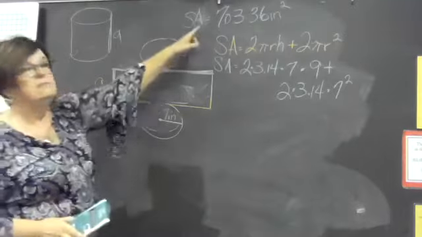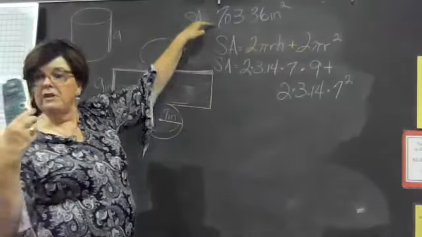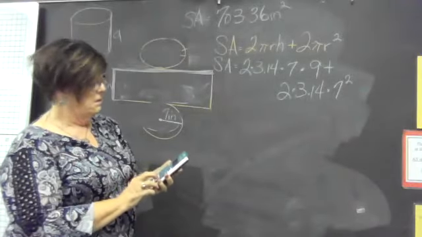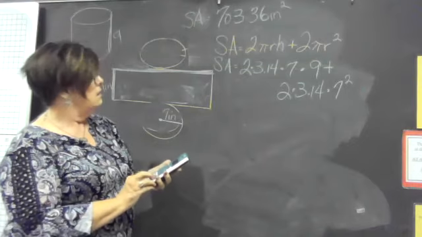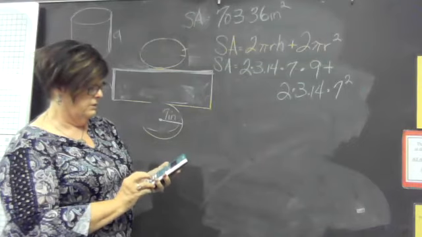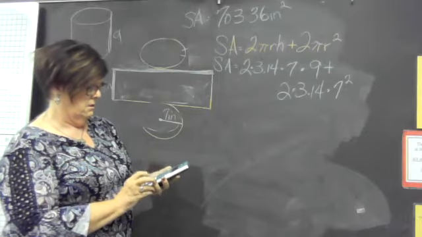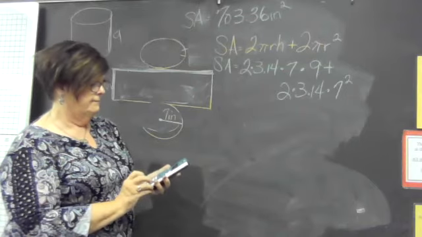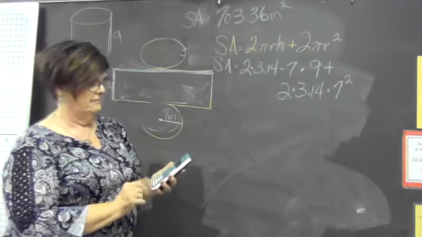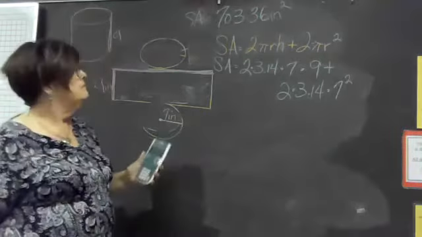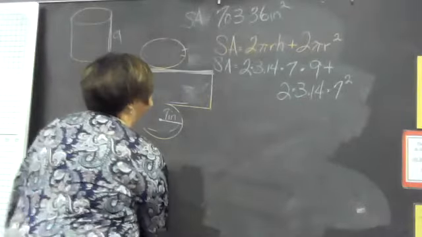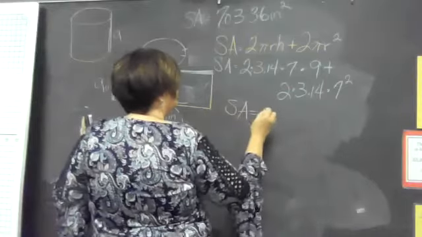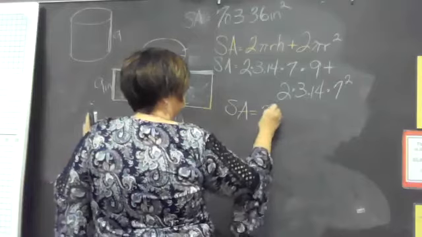$703.36. Yep, that's right. Did you get the same thing? Yes. Let me try and see what I get. 7 times 9 plus 2 times 3.14 times 49. 17392. That's what you said? Yes. It's 17392.33. I think you squared the wrong thing.